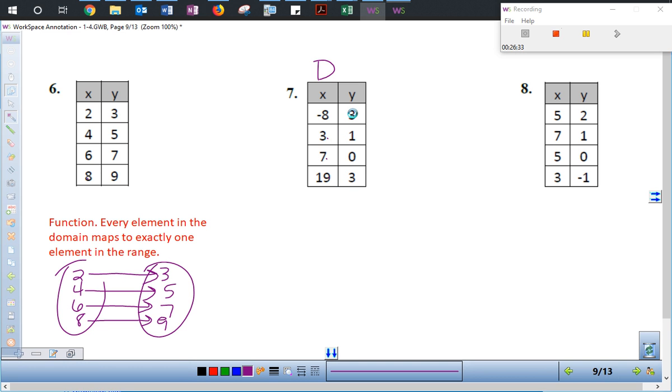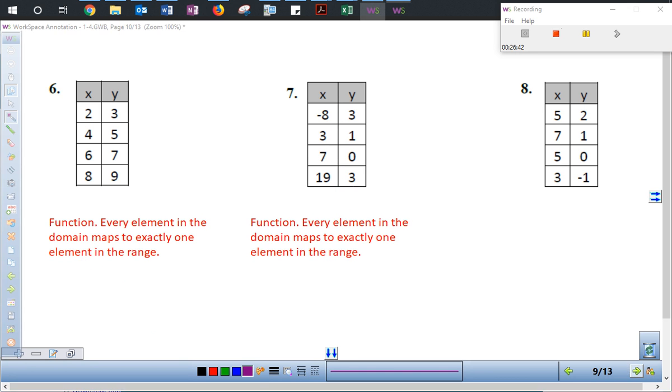Notice they're all paired with the y value, which is good, but since these are all different, this is a function because an x value was not paired with more than one y value. So again, our explanation: every element in the domain maps to exactly one element in the range.